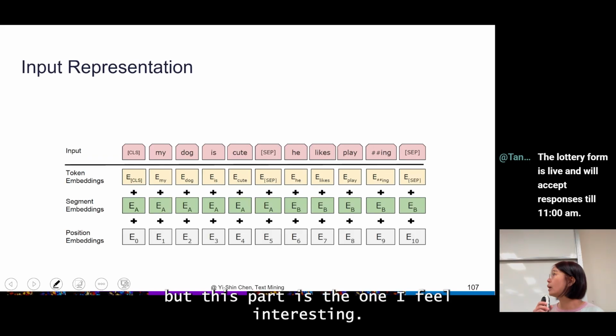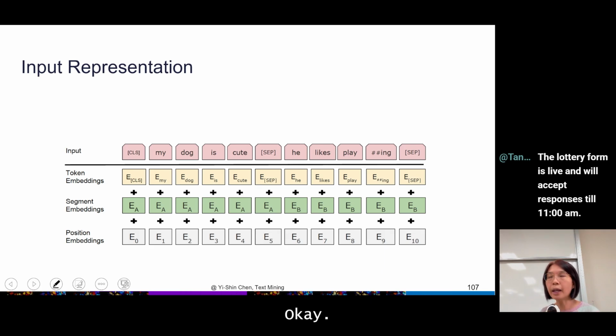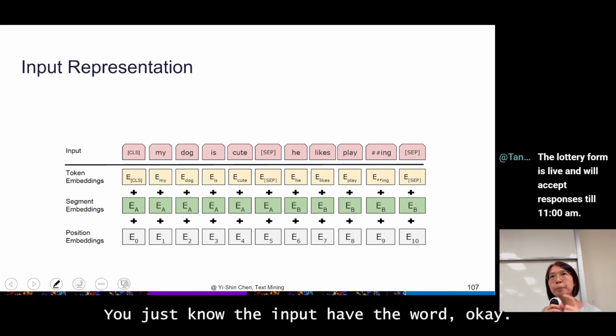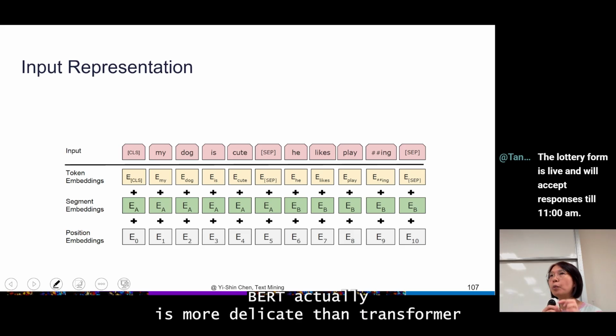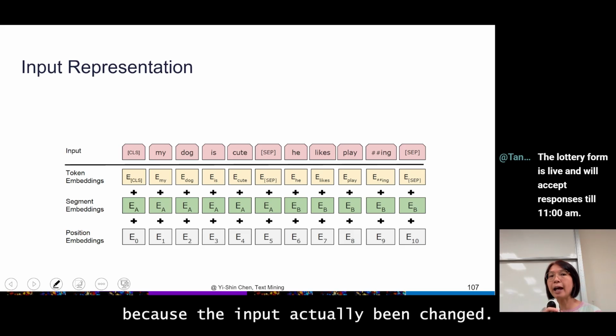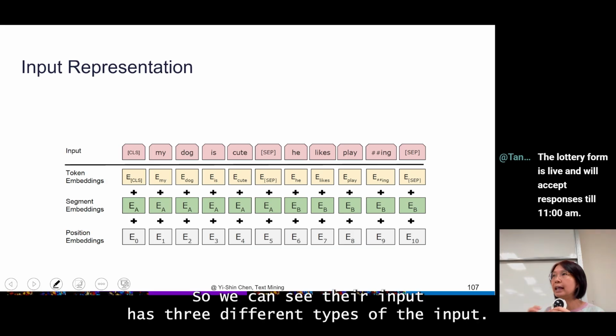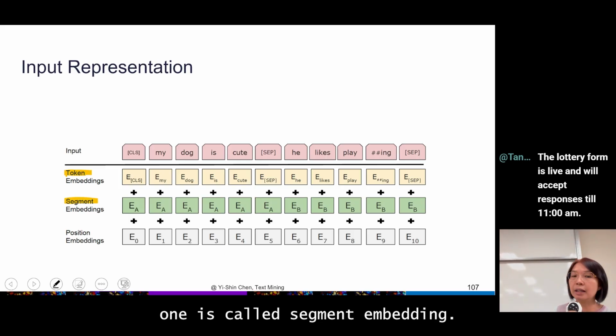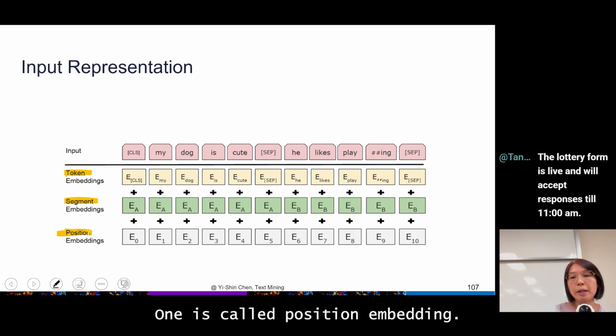But this part is the one I find interesting. In the transformer, they did not tell you how they get the input. You just know the input has words. BERT is actually more delicate than the transformer because its input is actually changed. You can see the input has 3 different types: one is called token embedding, one is called segment embedding, and one is called position embedding.